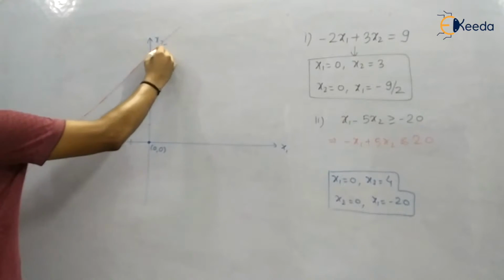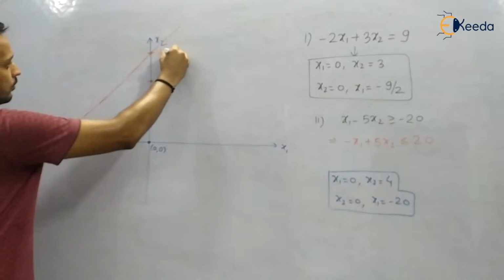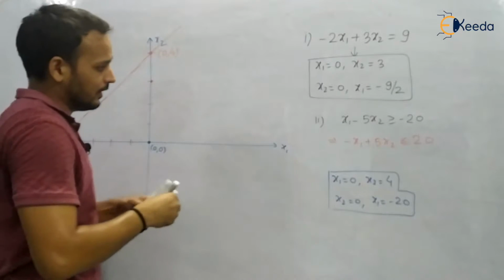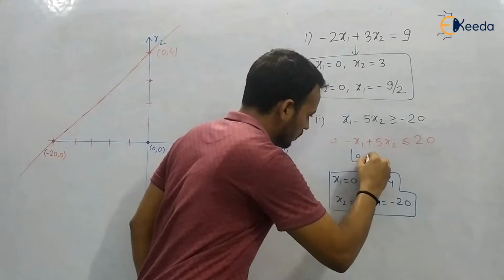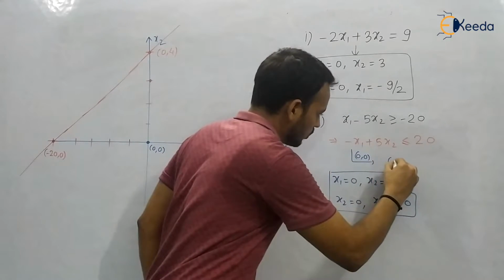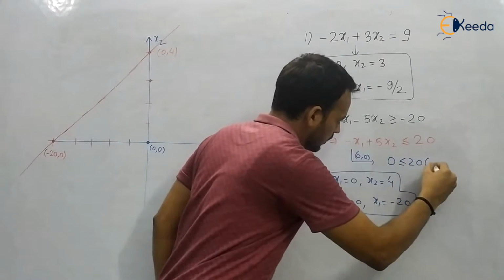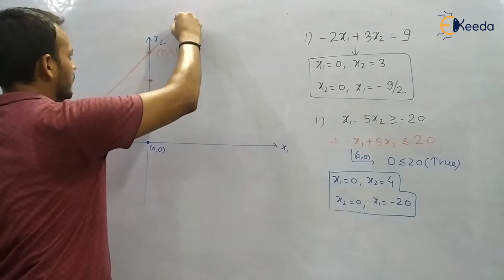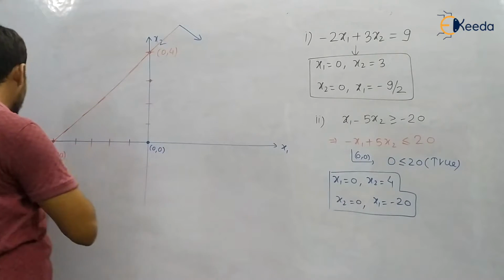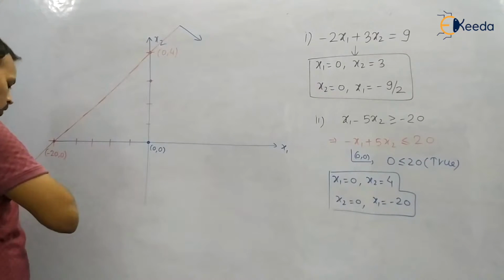So this is (0, 4) from the second constraint. Put (0, 0) in this equation. What you are going to get? You are going to get 0 <= 20. The condition is true. It means the graph will be shaded towards the origin.